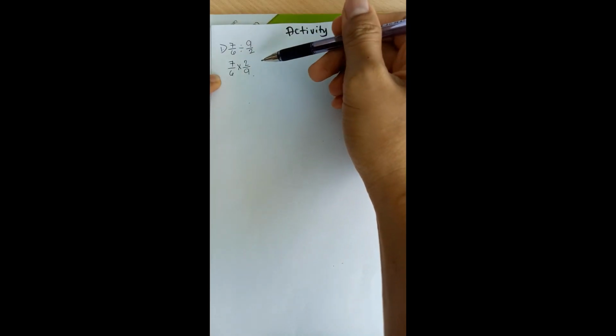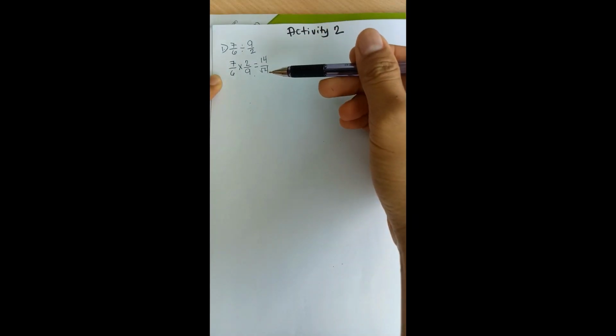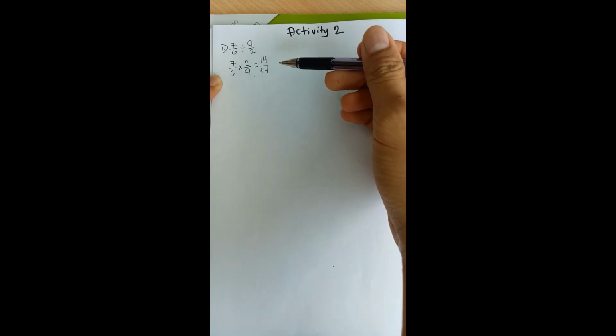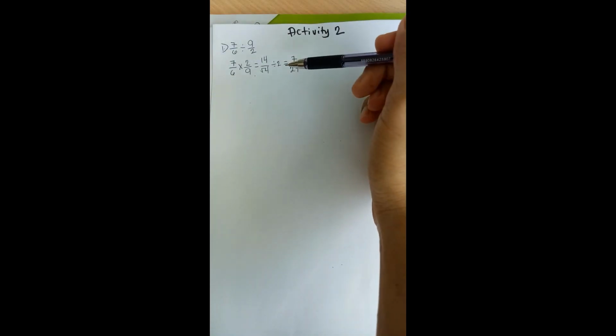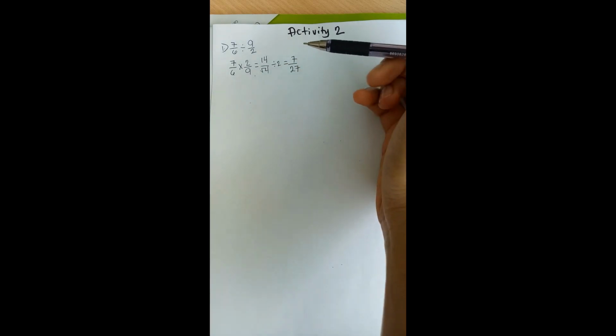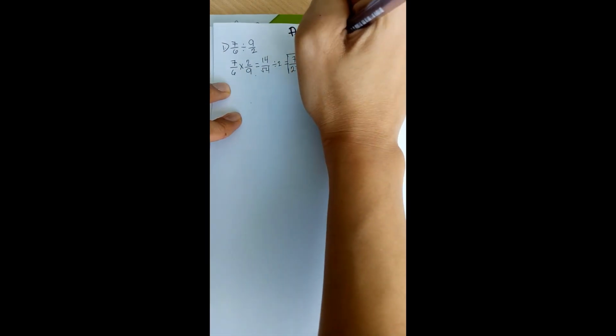Flip one of the fractions and change the sign to multiplication. Multiply numerators and denominators. Now we get the answer 14 over 54. We can still simplify this by dividing it by 2 since 14 and 54 are both even. So 14 divided by 2 is 7, 54 divided by 2 equals 27. This is our final simplified answer.